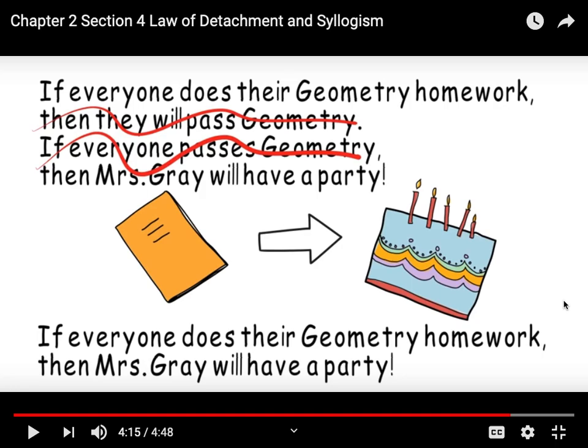If you guys turn 16 this year, the next year you'll turn 17. If you turn 17, the next year you'll turn 18. So if you turn 16, will you turn 18 in 2 years? Yep. Yeah. Okay. Disagree slightly, but okay. What do you mean? If everyone does their geometry homework, then Mrs. Gray will have a party.